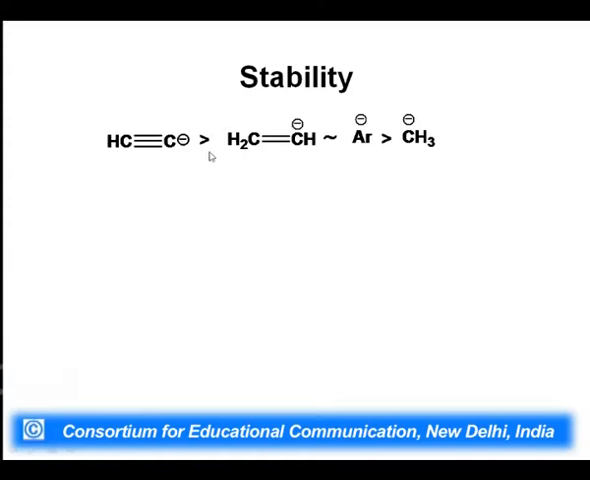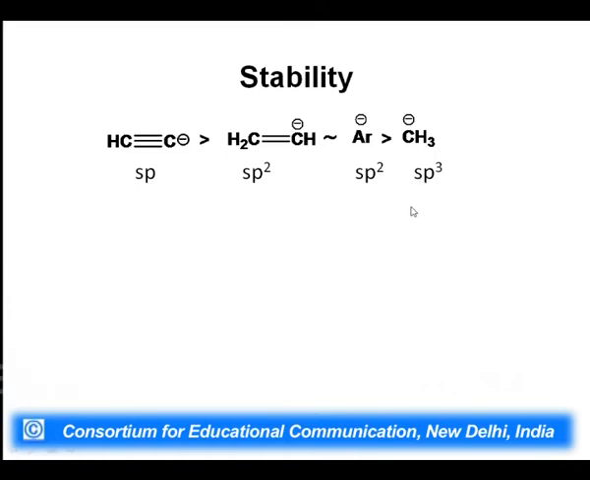This is more stable than the vinylic carbanion, which is equivalent in stability with the phenyl carbanion, and these all are more stable than the methyl carbanion. Why is this so? This is because when we move from sp3 towards sp, the percentage S character increases. In the case of sp, the acetylide carbanion, the percentage S character is 50%. In the case of sp2 hybridized, it is 33%, and in the case of sp3 hybridized, it is 25%.